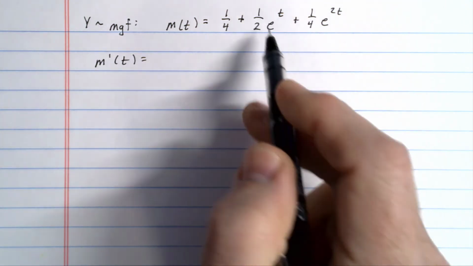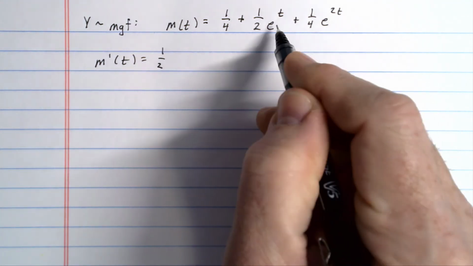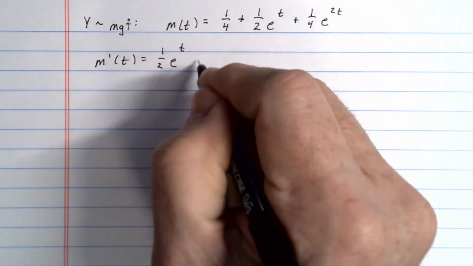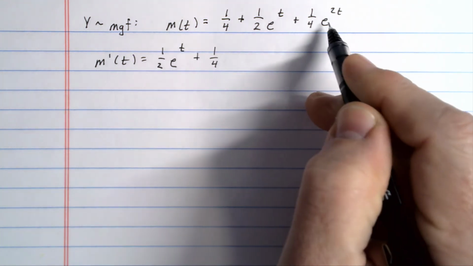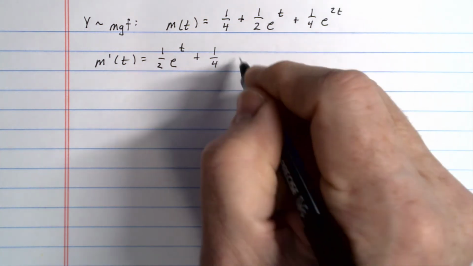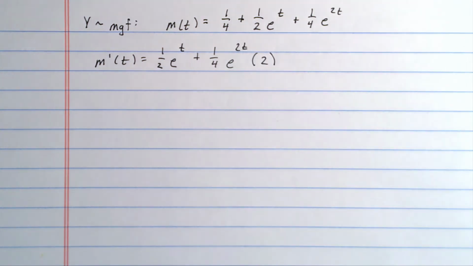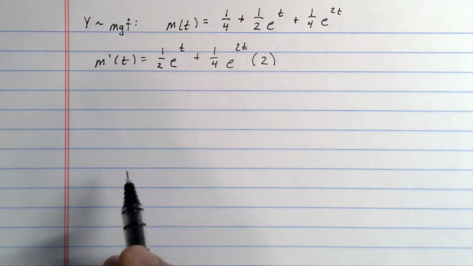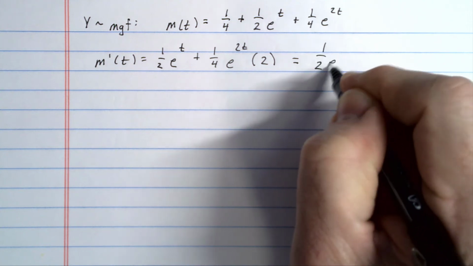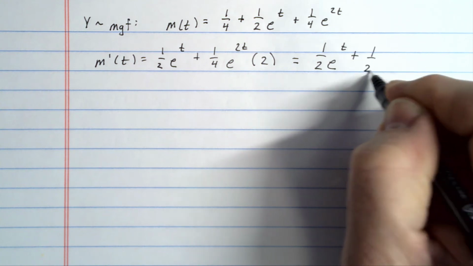It looks like the constant term goes away, and we just get 1/2 e to the t. Remember, the derivative of e to the t is just e to the t. And over here, we're going to get a 1/4. The derivative of e to the 2t, we're going to have to use the chain rule. The outside derivative would just give us e to the 2t. But the chain rule says you have to multiply by the derivative of the inside function, which gives us an extra 2. And so what we get here for the first derivative is 1/2 e to the t plus 1/2 e to the 2t.